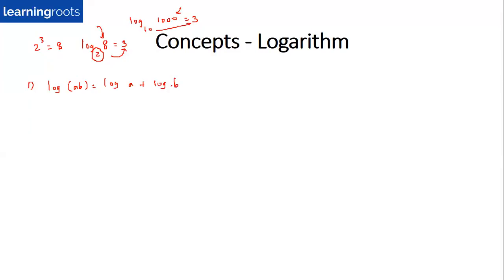So very simple concept to understand. Let's say you have log 1000 and the base is 10. You can split this as log 100 plus log 10. Because log 10 to the base 10 is 1, and log 100 to the base 10 is 2, and 2 plus 1 will give you 3 as the answer.